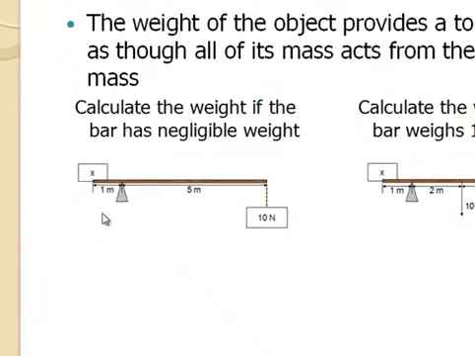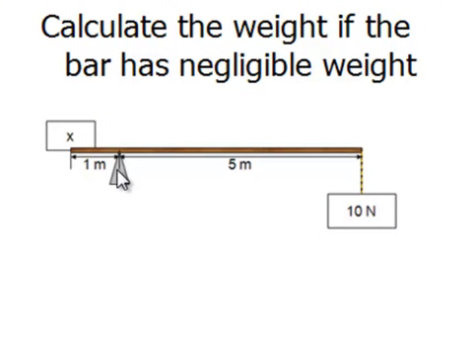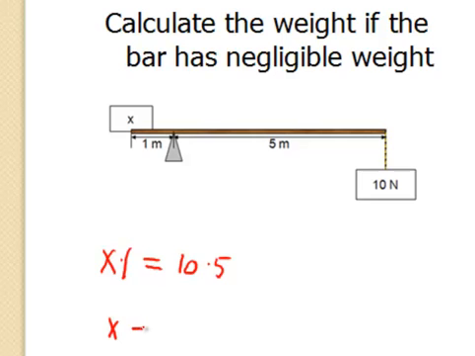So, in this first example, I've got an object that's 1 meter away from the pivot point, opposite an object that's 5 meters away from the pivot point, and the equation that we'll use will say the counterclockwise torques, which in this case is this mass times its distance, has to equal the clockwise torques, which is the 10 newtons times its distance of 5 meters. And this is extremely simple to solve since it's just dividing by 1. That means x is exactly 50. And x is force, and so it would have a unit of newtons.